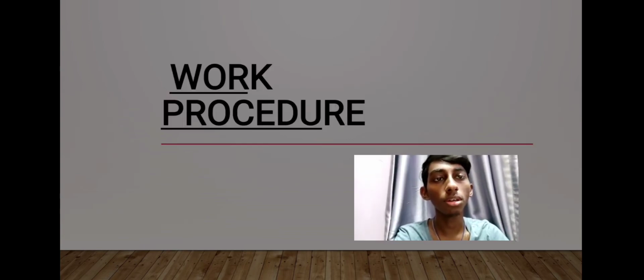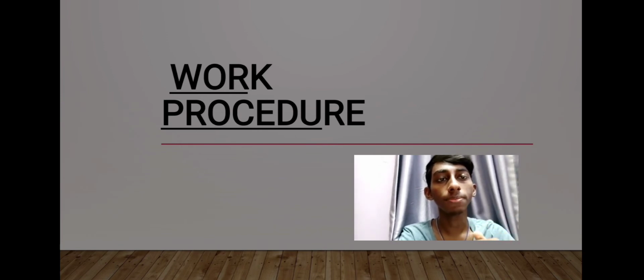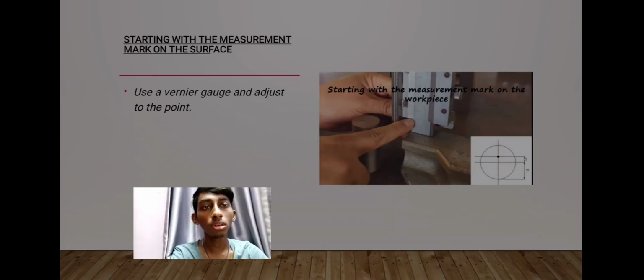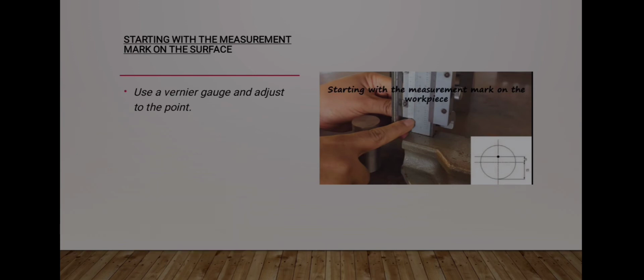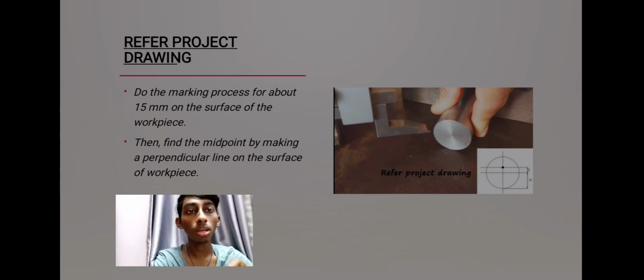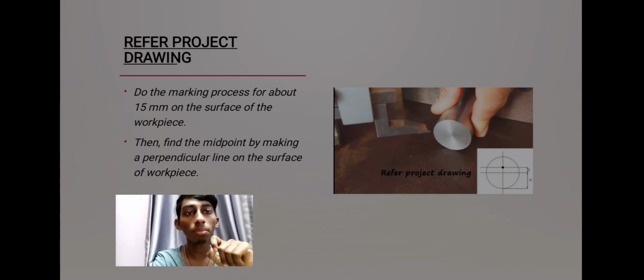Today I'm going to talk about the work procedure of lathe machine. Okay, starting with the measurement mark on the surface. Okay, which is use a vernier gauge and adjust to the point. And refer project drawing. Okay, which means do the marking process for about 15 mm on the surface of the workpiece. Then find the midpoint by making a perpendicular line on the surface of workpiece.